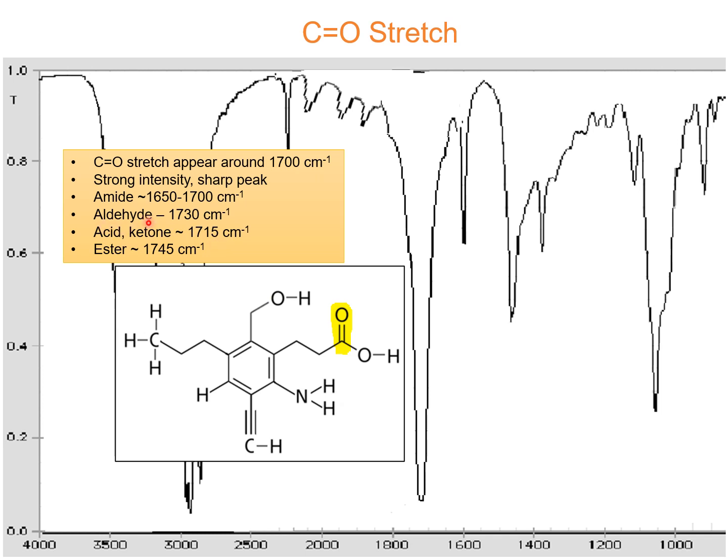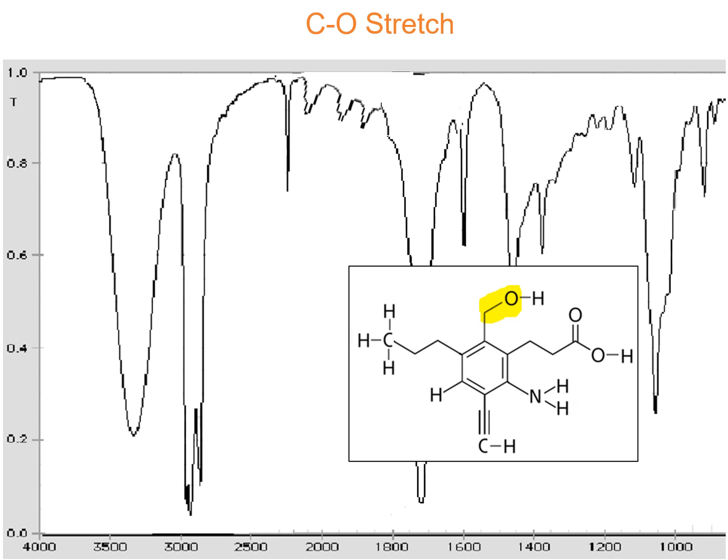So there is no need to distinguish between them. Even aldehyde will be lacking that OH stretch. So it will be easy to distinguish between aldehydes, acids and ketones, while amides and esters, by their values only, will be ruled out from your structural elucidation problem. So a good length of this prominent C double bond O stretch can be observed.